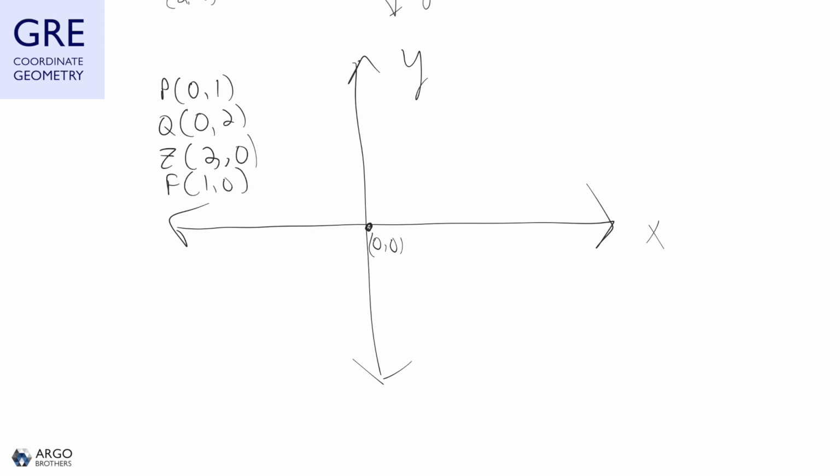Okay, let's graph point P. Point P is 0, 1. So where is 0 on the x-axis? It is here.